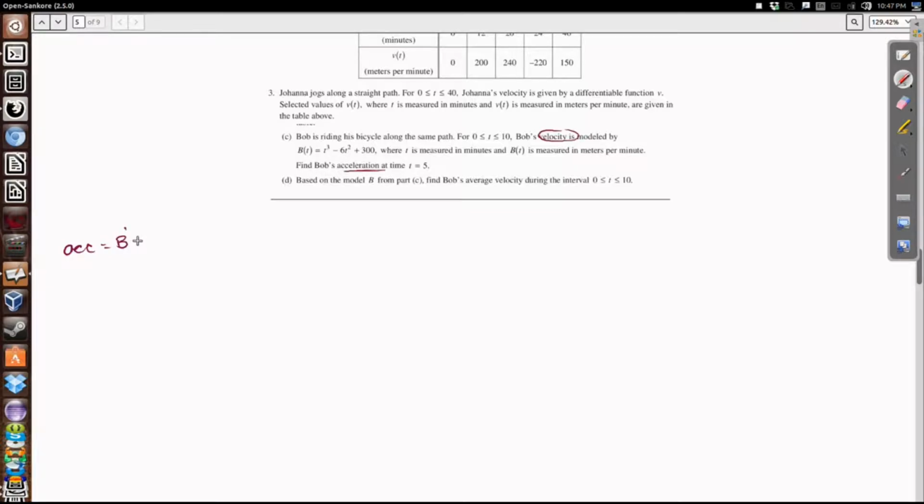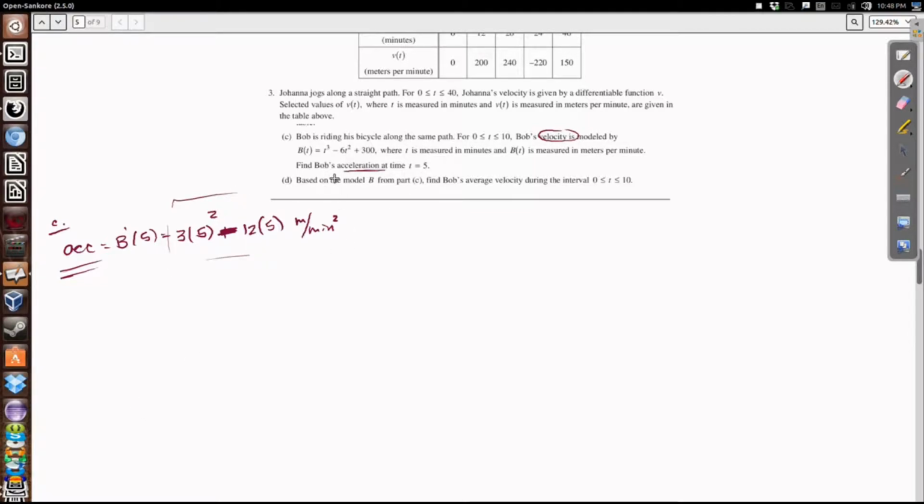And so I need to take the derivative of this at 5. The derivative of t cubed is 3t squared, so that's going to be 3 times 5 squared, minus the derivative of 6t squared, which is 12t, so 12 times 5. And 300 is a constant, so its derivative is 0. Now again, remember this is acceleration, so I need to talk about the proper units. Velocity was in meters per minute, so the acceleration is going to be meters per minute squared. So for part C, this is as good as we need to get this answer.